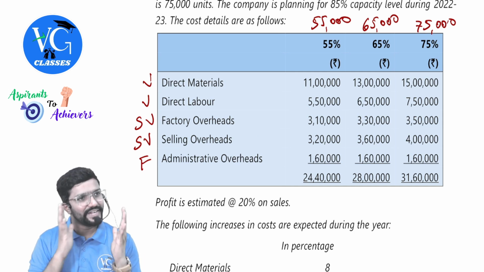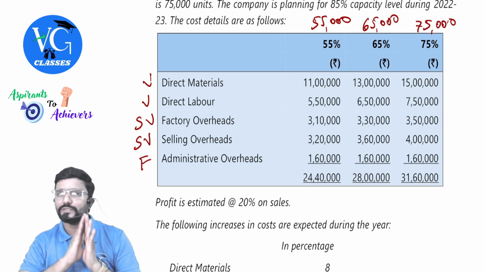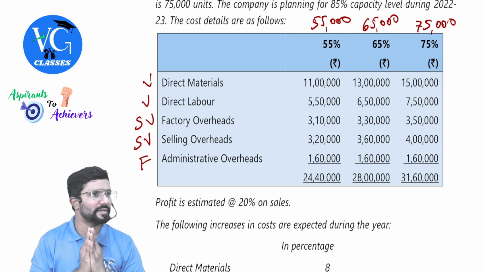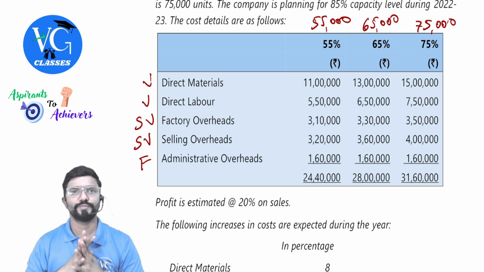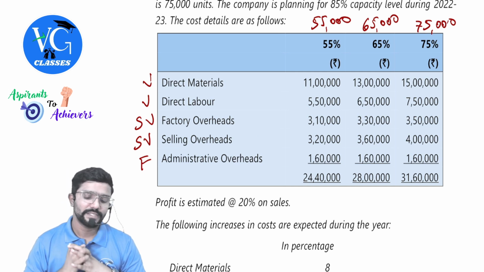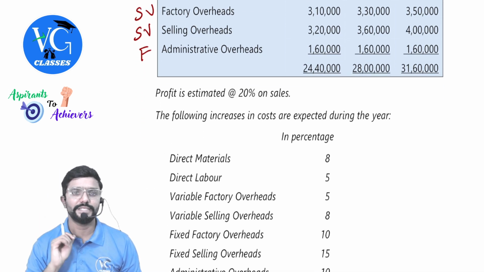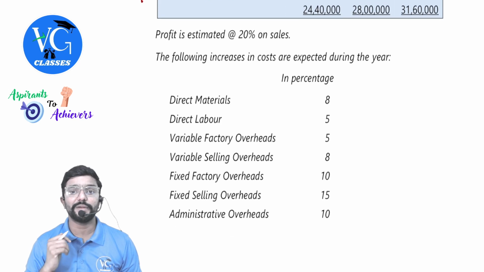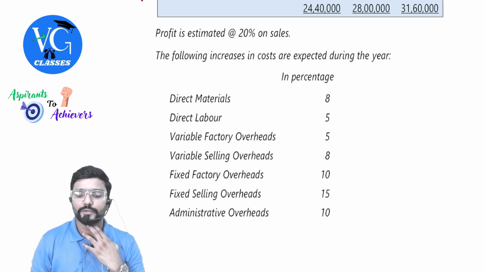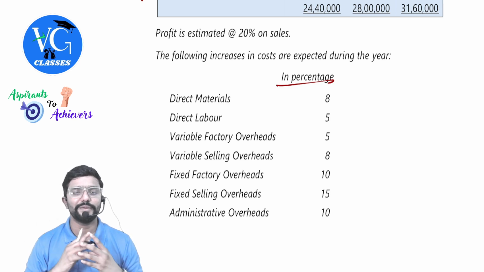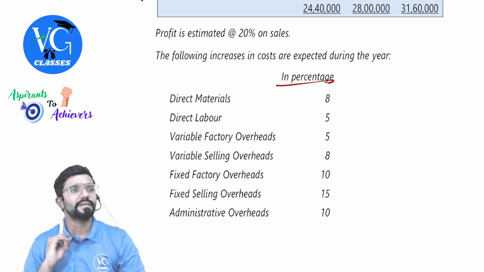For easy sake, I am telling you, direct expenses will always be variable. Like direct material, direct labor, other direct expenses will always be variable. Whereas overheads can be both. Profit is estimated at 20% on sales. The following increase in cost are expected during the year. In the budgeted period, there is some increase. Direct material 8%, direct labor 5%, variable factory overhead 5%, variable selling overhead 8%, fixed factory overhead 10%, fixed selling overhead 15%, administrative overhead 10%.